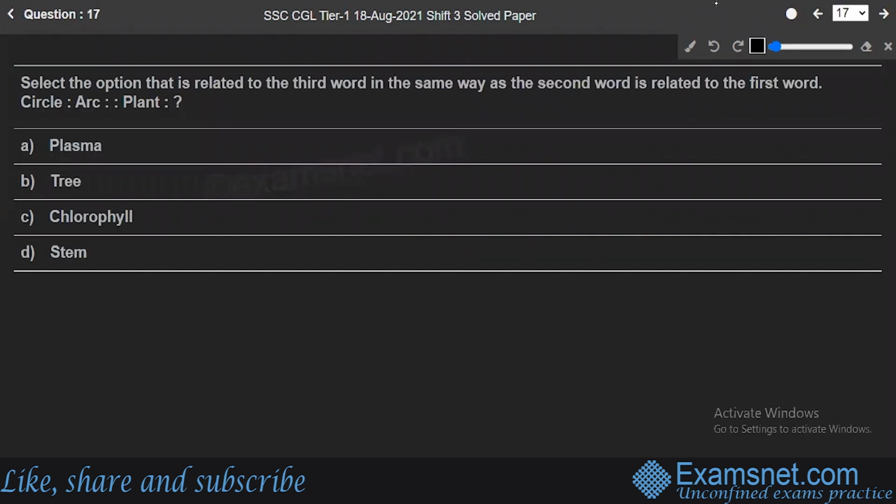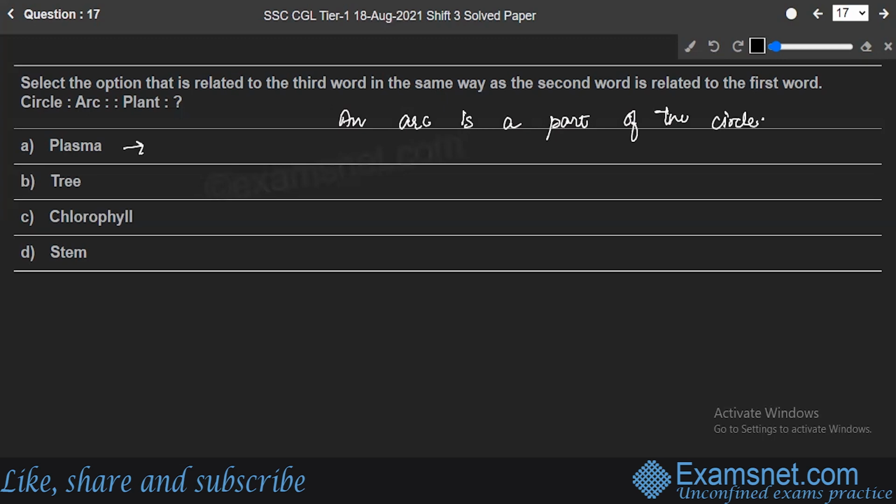Question number 17, select the option that is related to the third word in the same way the second word is related to the first word. And the words are circle and arc. There is a specific relationship between circle and arc, and you have to find out in the same way the plant is related to which word. Is it plasma or tree or chlorophyll or stem? If you look at the first pair, that's circle and arc. What is an arc? An arc is a part of the circle.